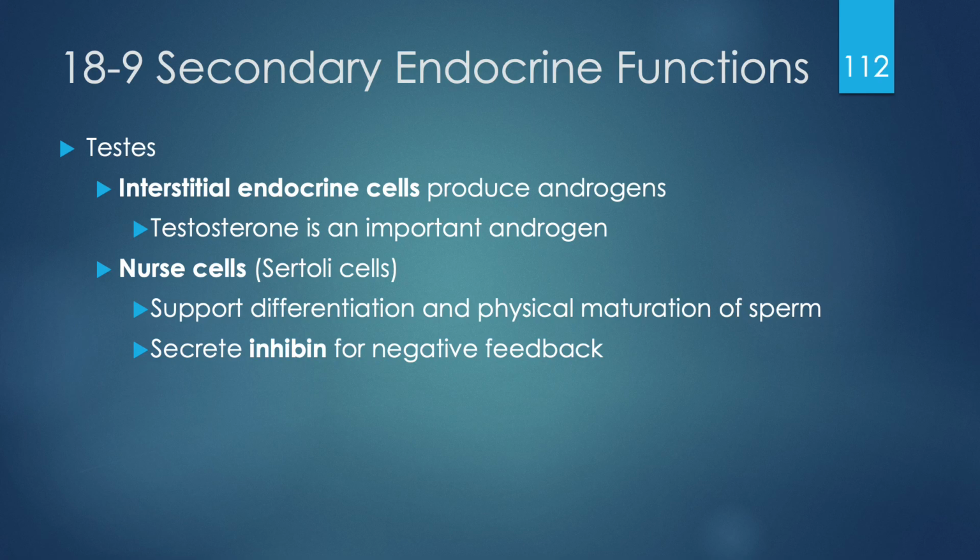Nurse cells also, though, secrete inhibin, and inhibin inhibits the secretion of follicle stimulating hormone at the adenohypophysis, and also may potentially suppress gonadotropin-releasing hormone at the hypothalamic level.